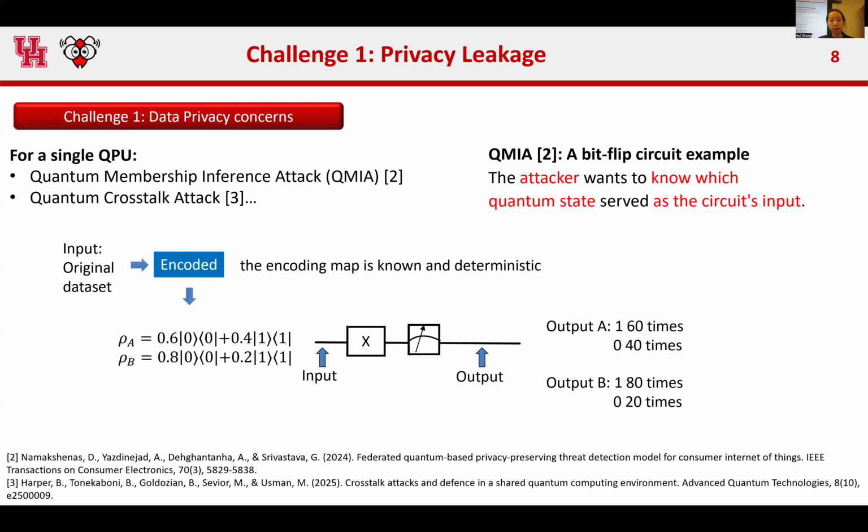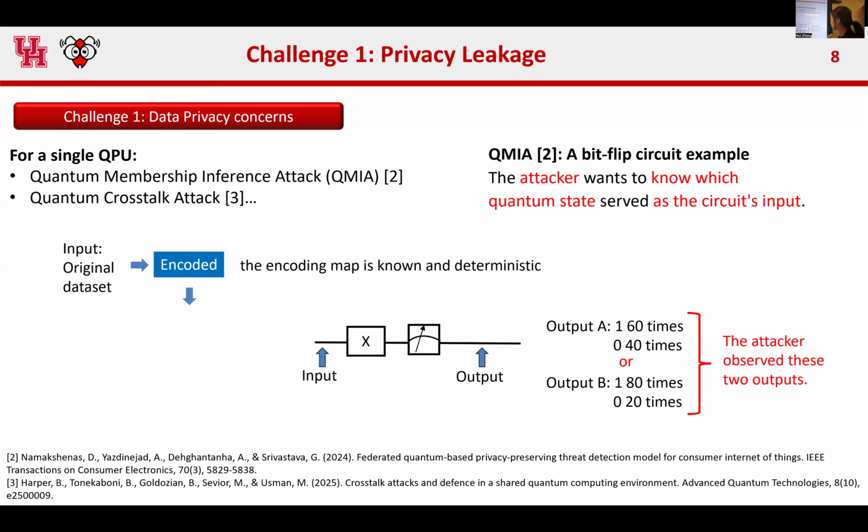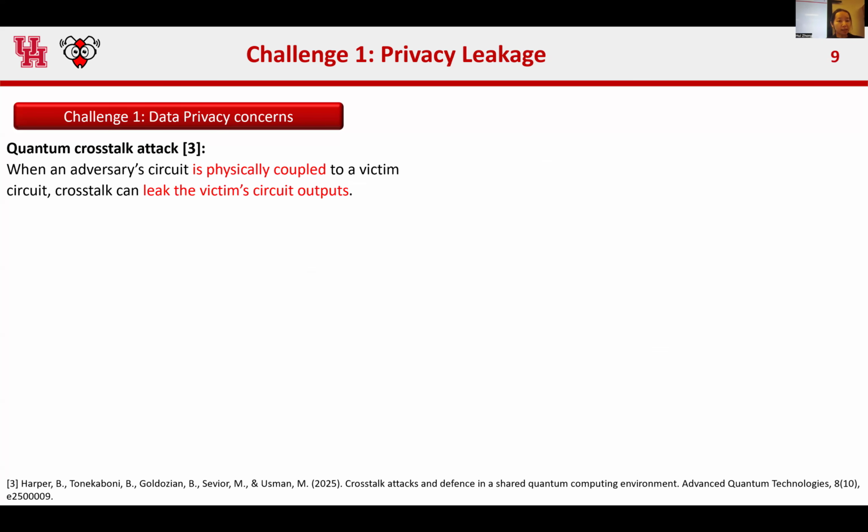And then it passes through the circuit. Finally, we can get two outputs: output A is for rho A and output B is for rho B. And we can see that these two output distributions are easily distinguishable. So if the attackers observe these two outputs, it is easy for them to infer whether the input is rho A or rho B. And because the encoding map is known, the attackers can finally get the original data set.